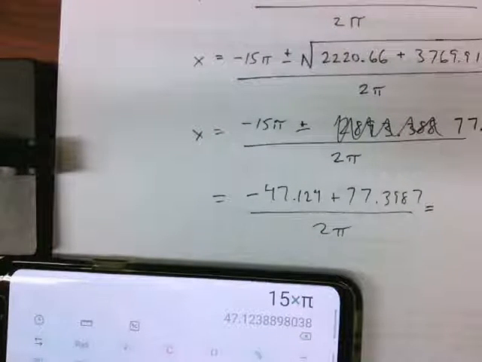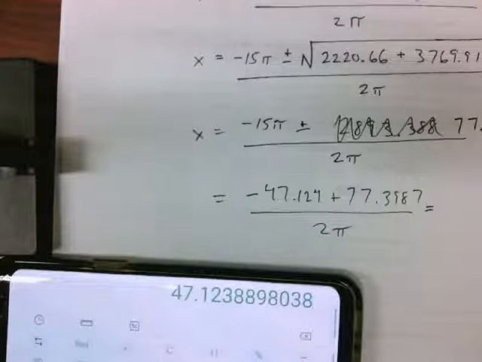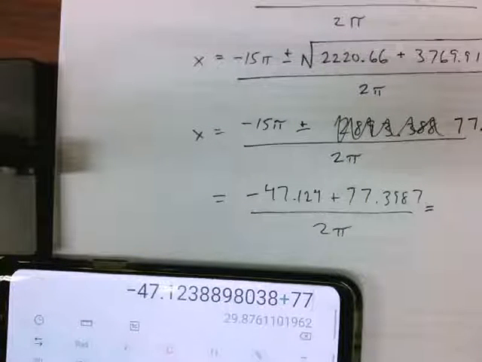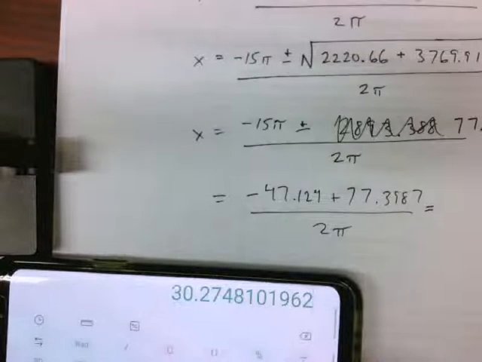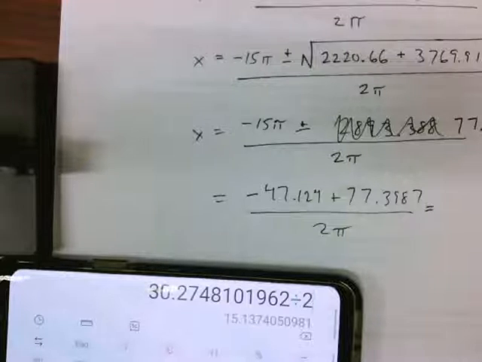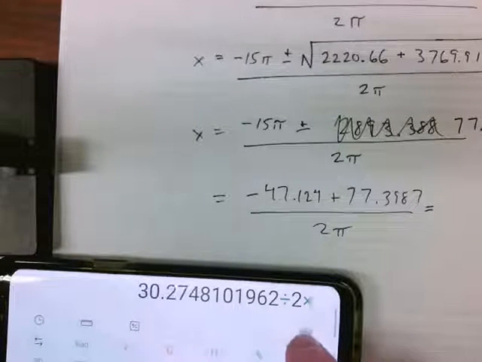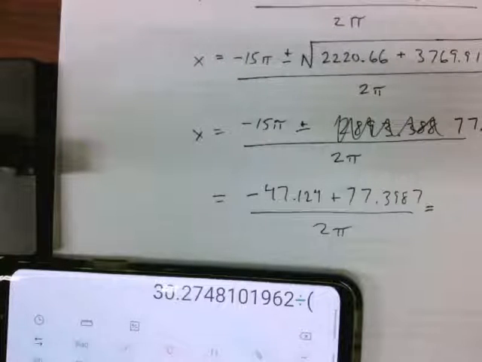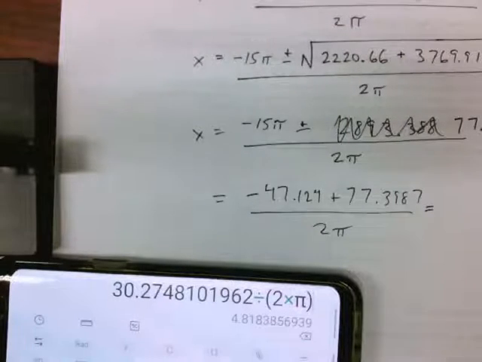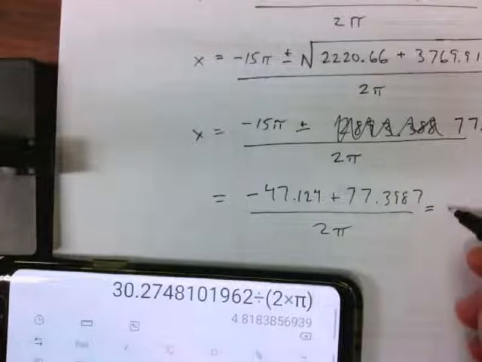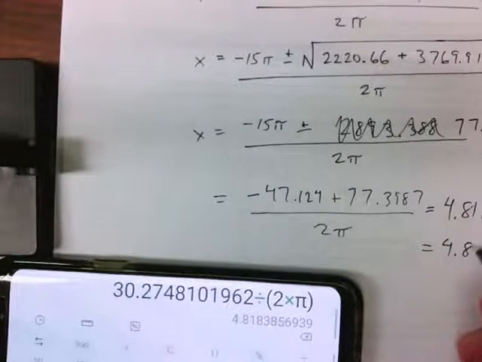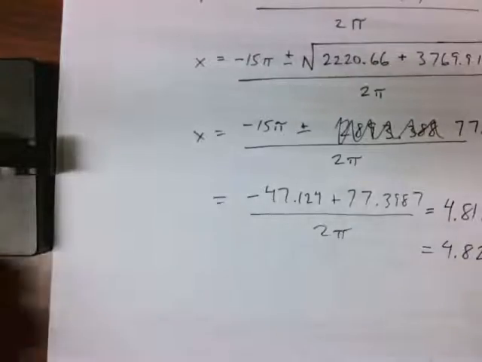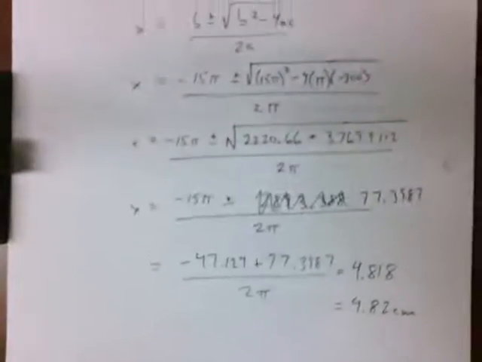So I've got negative 15 pi equals that. I'm going to add 77.3987 to that, and then I'm going to divide it by 2 pi. Divided by 2 pi. And it's giving me 4.818. What does the question want? Nearest hundredth of a centimeter equals 4.82 centimeters.